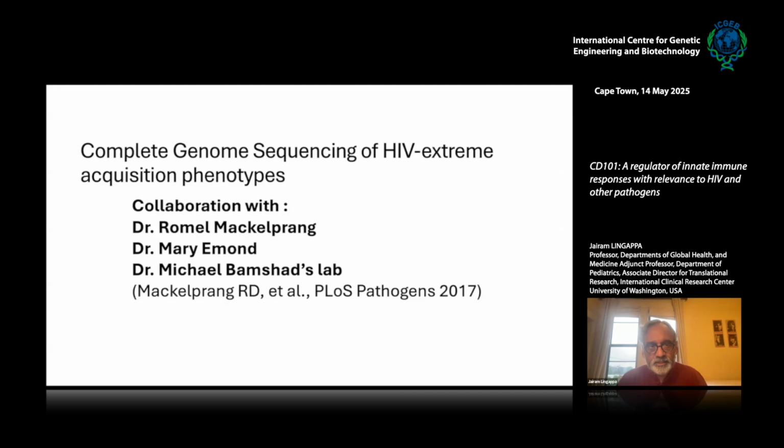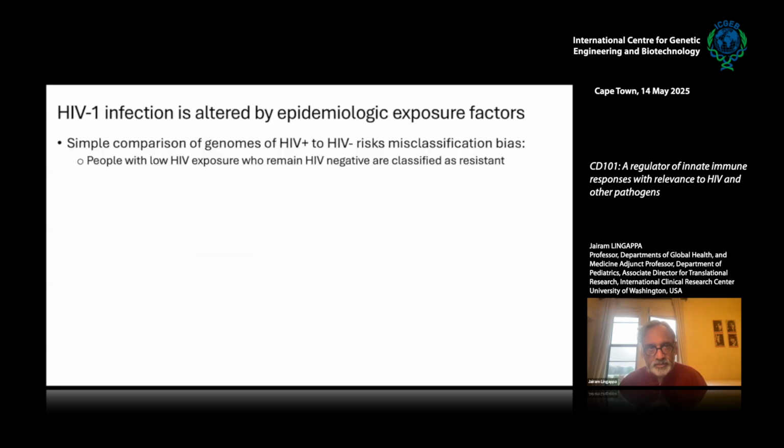And so let me go into the first discussion of our collaborations to identify biological factors associated with resistance or susceptibility to HIV. The complete genome sequencing project was a collaboration with Dr. Rommel McElprang, who at the time was a postdoc working with me, Dr. Mary Emond, a genetic statistician, and Dr. Michael Bamshad, both at the University of Washington. Dr. Bamshad is a genomic scientist here at the UW. And so this team took the approach of asking what are the genetic factors that differentiate people who become infected versus people who don't become infected with HIV?